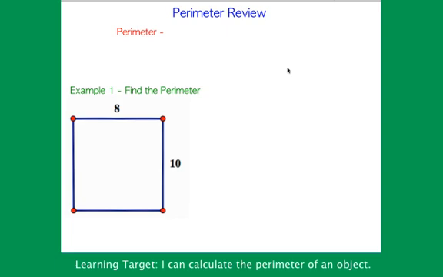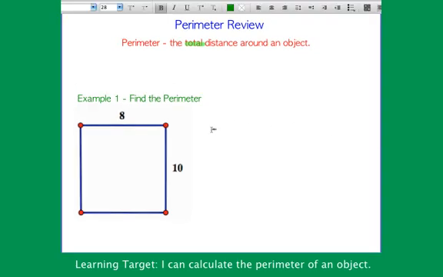So for this you need that perimeter review worksheet, and along the top you have the definition for perimeter there. You need to write this down. Perimeter just simply is the total distance around an object. That word total, you should remember, would mean add. So looking at our examples here, if I'm going to find the perimeter of this shape right here, I'm going to add up all the sides.